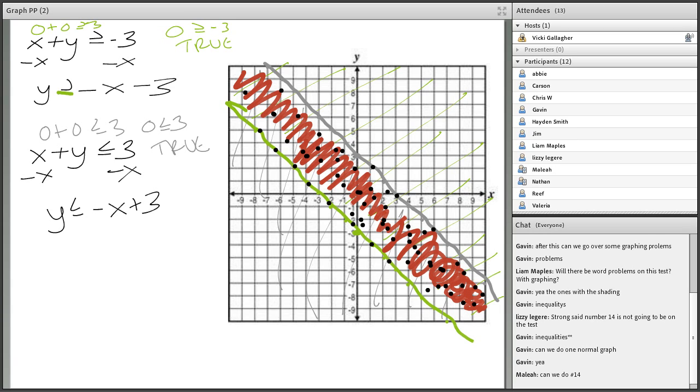I'm going to erase this one while we decide, and we can totally do number 14. I'm going to have to do it on this graph. Or we can do something different.